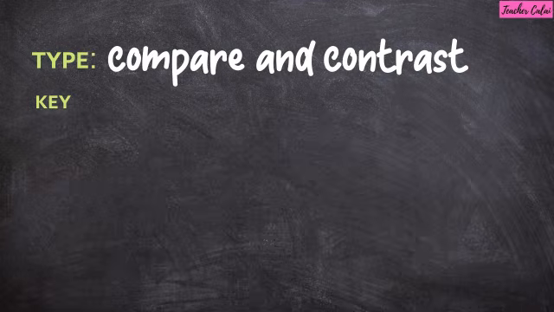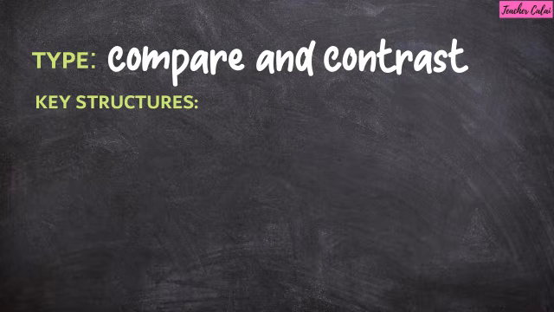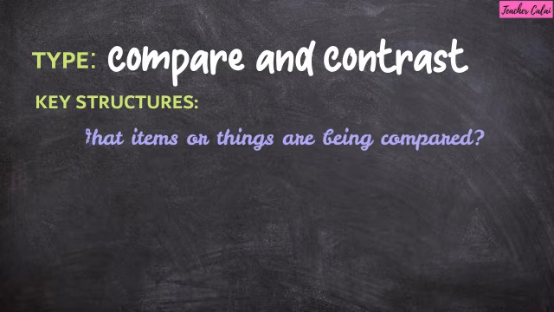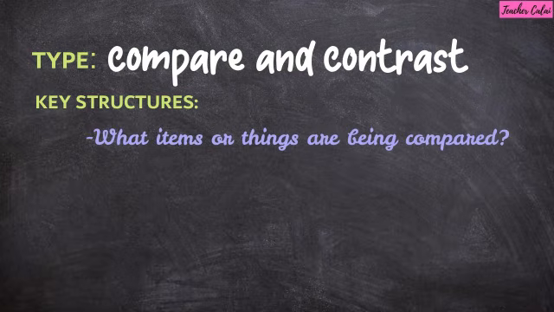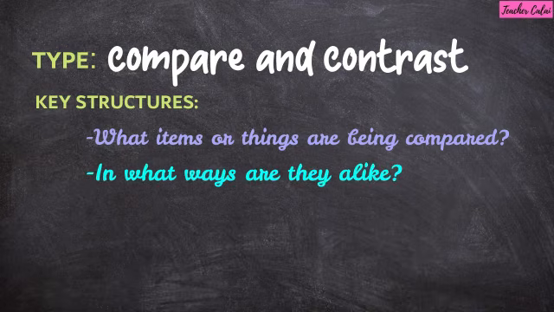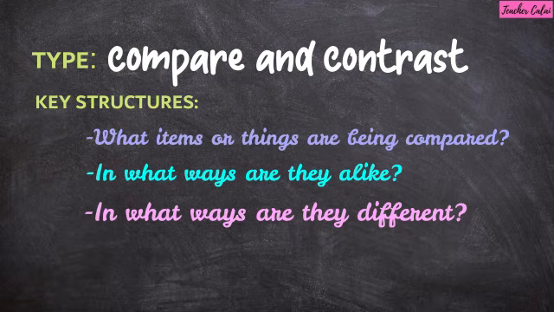The key structures for compare and contrast are the following. First, what items or things are being compared? Second, in what ways are they alike? And last one, in what ways are they different?